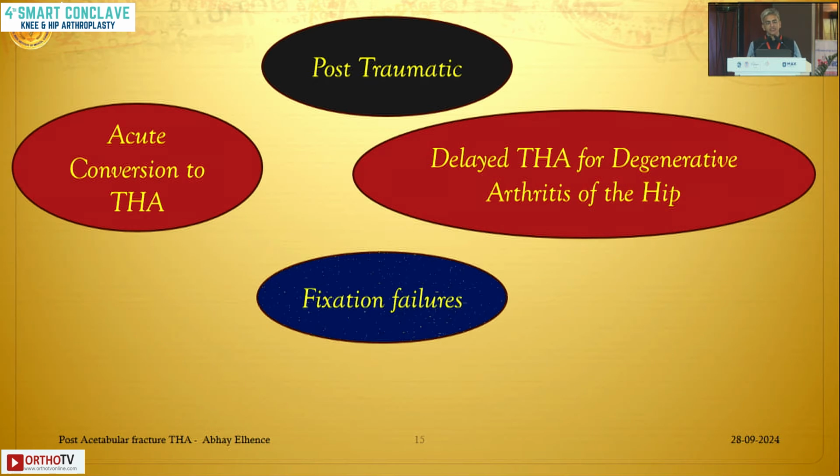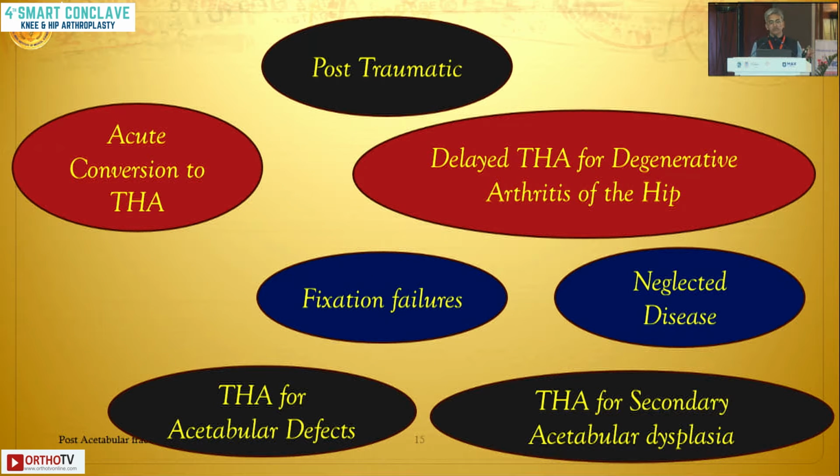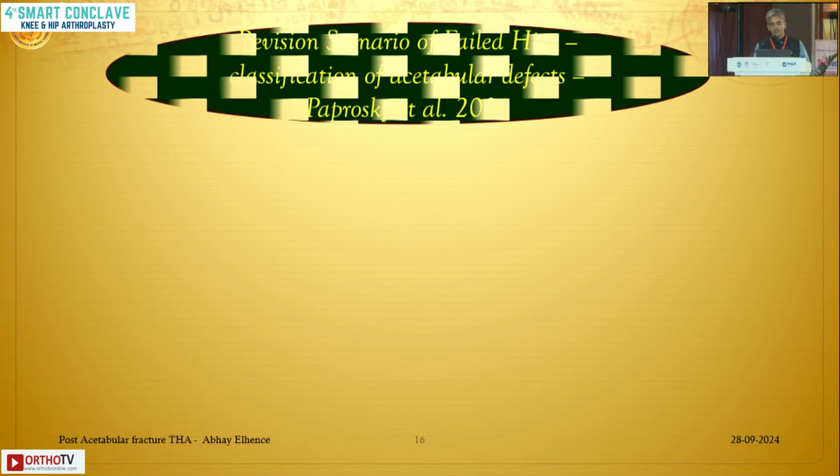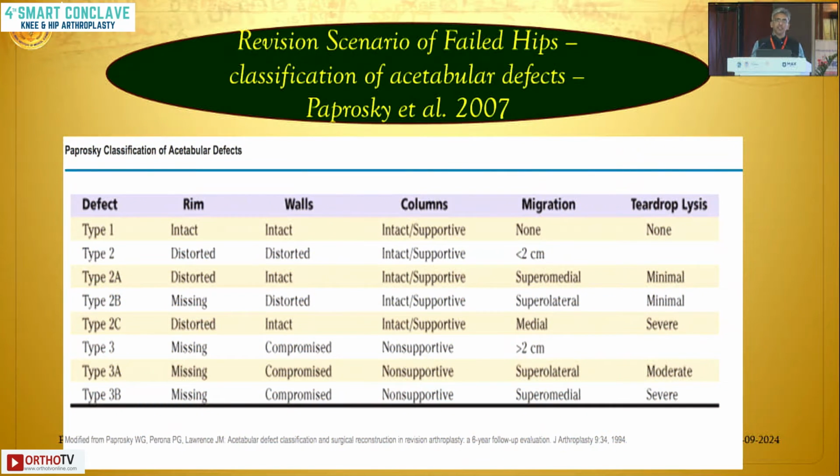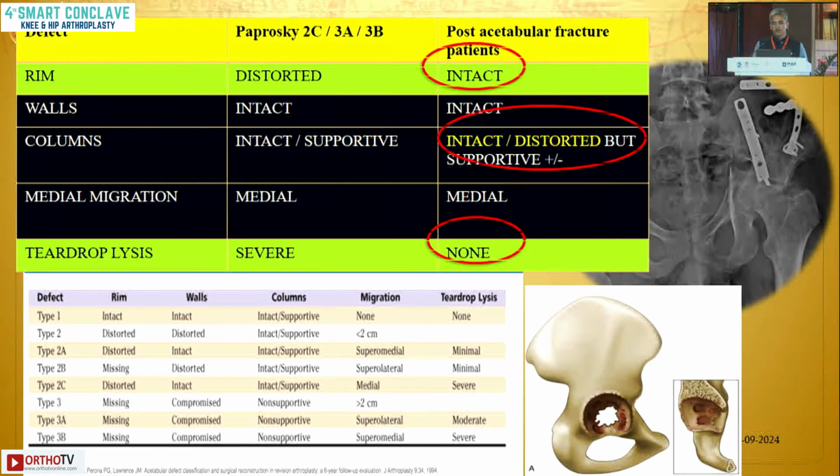So post-traumatic situations can present as acute conversion to total hips, or delayed situations where the hip has undergone degenerative arthritis of the hip because of fixation failures or neglected disease. Now these essentially can present to a hip surgeon as having acetabular defects, or certain patients who have secondary acetabular dysplasia. And if you do the acetabular classification of Paprosky, you realize that a lot of times these hips are 2C, 3A and 3B, but they have an intact rim like the Paprosky doesn't have in these situations.